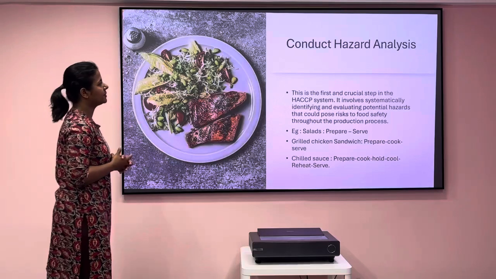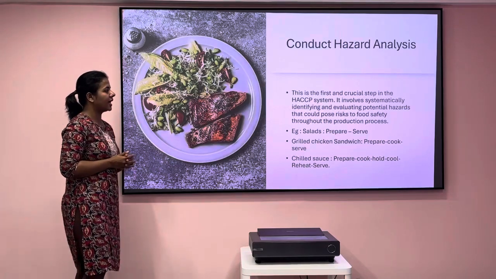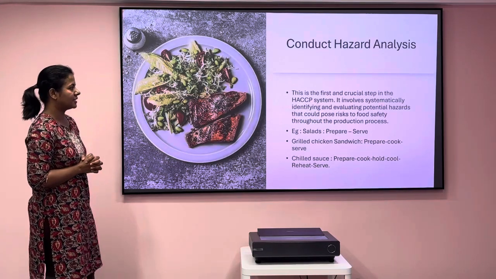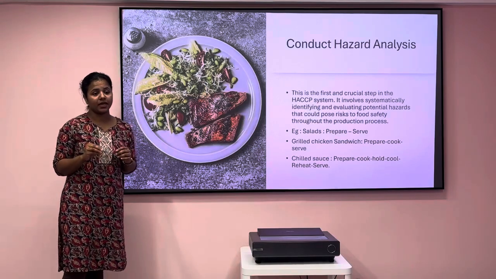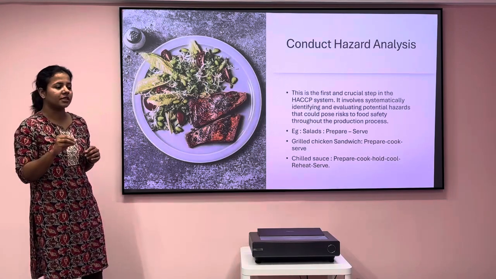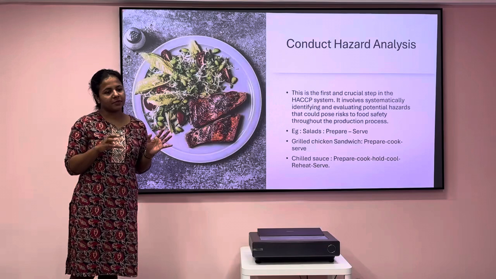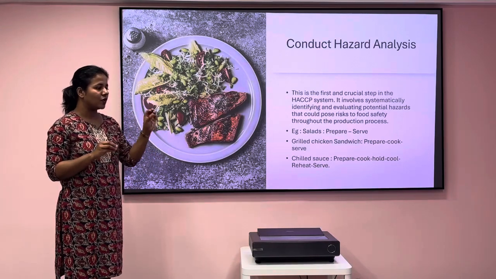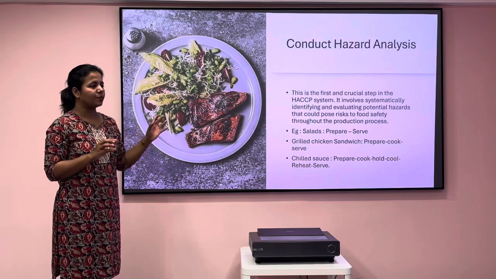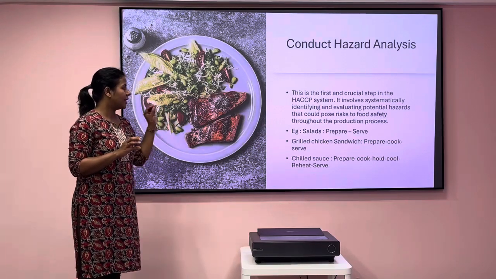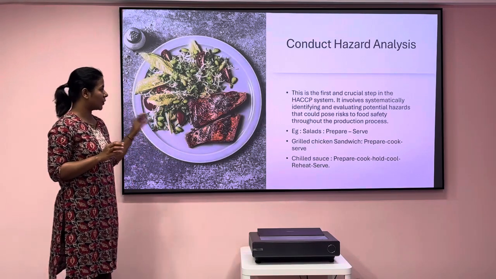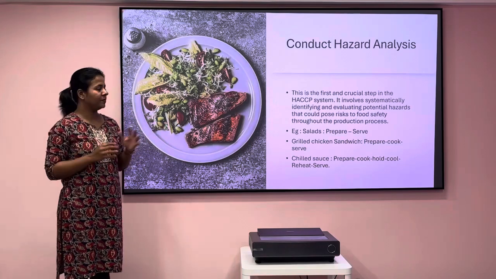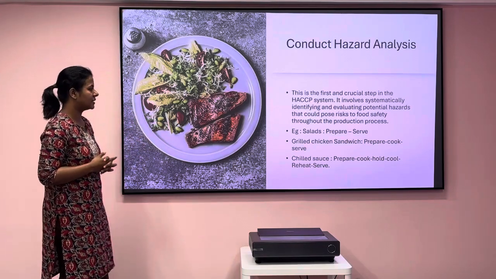Okay, the first principle of HACCP is hazard analysis. This is the first step of HACCP, and it is a very crucial step. What are we doing in this step? We identify the hazards. We check whether any hazard is present in the entire food production flow, in the entire food chain. That is called hazard analysis.